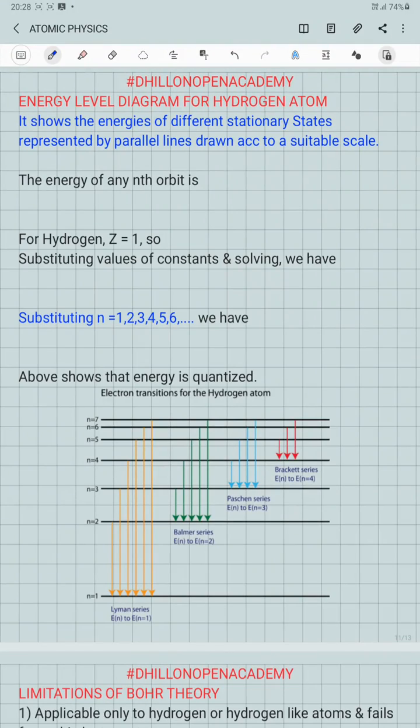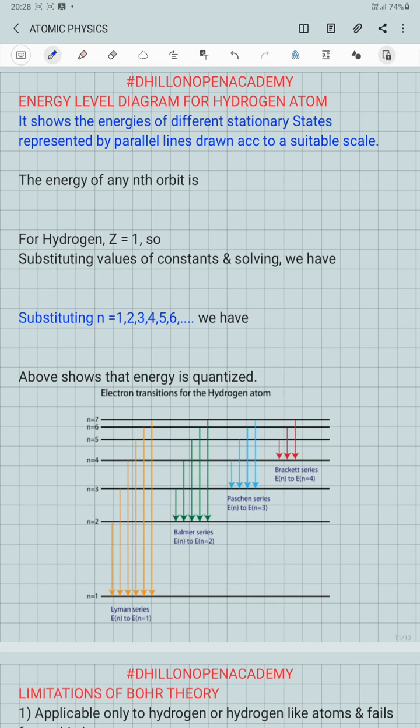Welcome to the next part. Now we are discussing the energy level diagram for the hydrogen atom. The energy level diagram of hydrogen atom shows the various stationary states of the energy of an atom, which are represented by a set of horizontal parallel lines drawn according to a suitable scale.